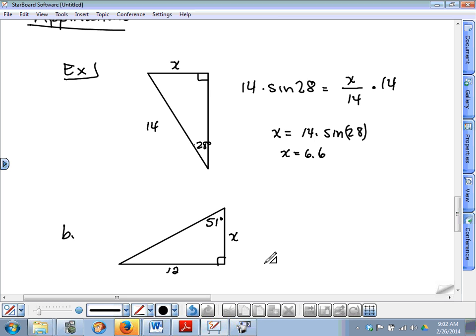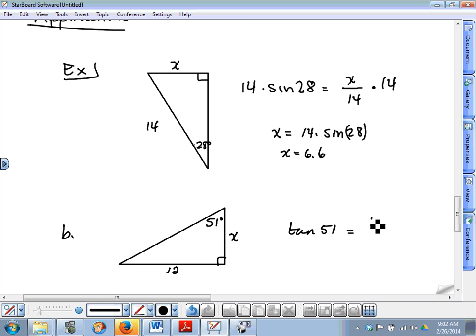So can we just use sine every single time? We can just use sine probably. Tangent on this one. Tangent of 51. The reason we're choosing tangent is that the two sides in question are the opposite and adjacent sides of that known angle right there. So we're going to use tangent.